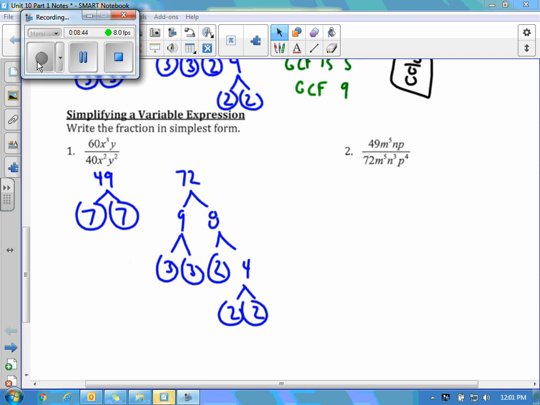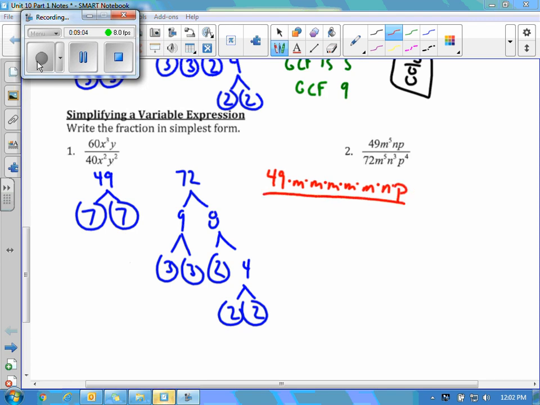So what that means is when I'm putting this in simplest form, I don't even need to worry about the numbers. I know it's going to stay 49, it's going to stay 72. So on the top, I can write 49, and then I can have 5 n's and a p, all in my numerator, all written as multiplication. On the bottom, I'll have 72. I'll have 3 m's. And I'll have 4 p's.